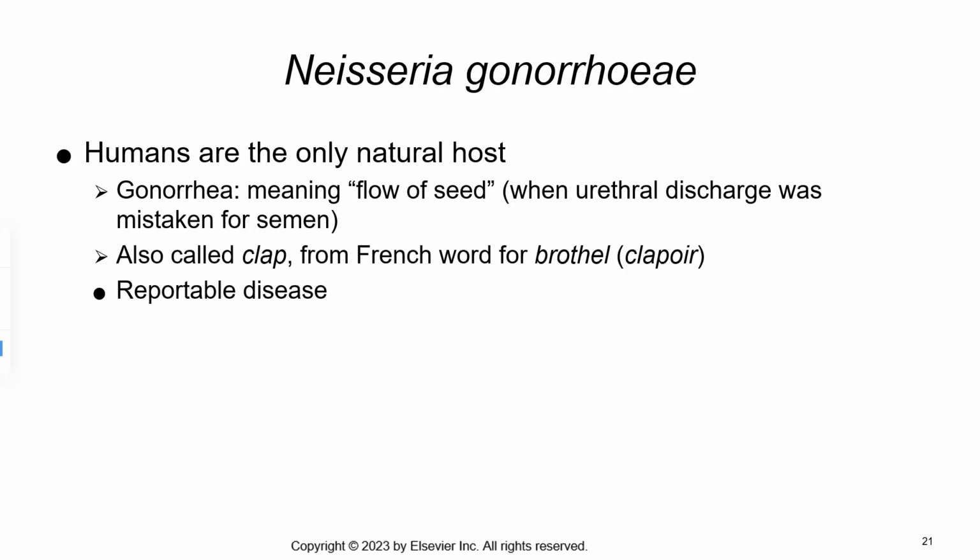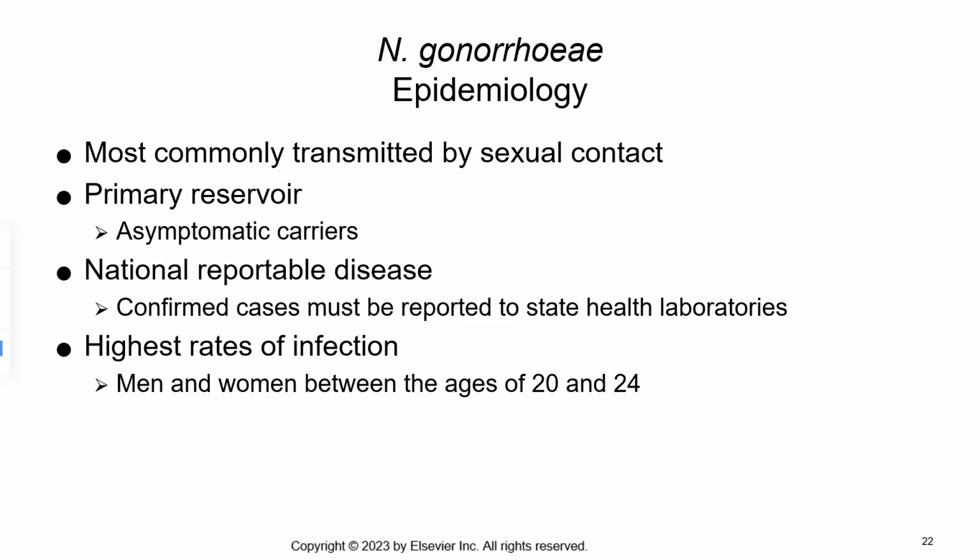For Neisseria gonorrhoeae, humans are the only natural host. Gonorrhea, meaning flow of seed, when urethral discharge was mistaken for semen. Also called clap, from the French word for brothel, clapoir. It's a reportable disease. Most commonly transmitted by sexual contact. Primary reservoir would be asymptomatic carriers. National reportable disease. Confirmed cases must be reported to the state health laboratories. Highest rates of infection: men and women between ages 20 and 24.